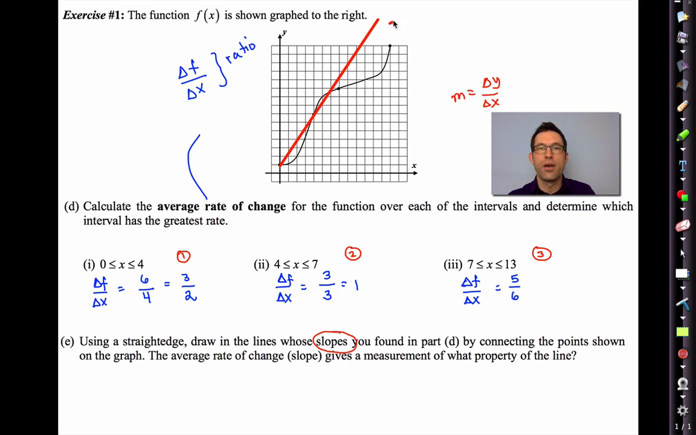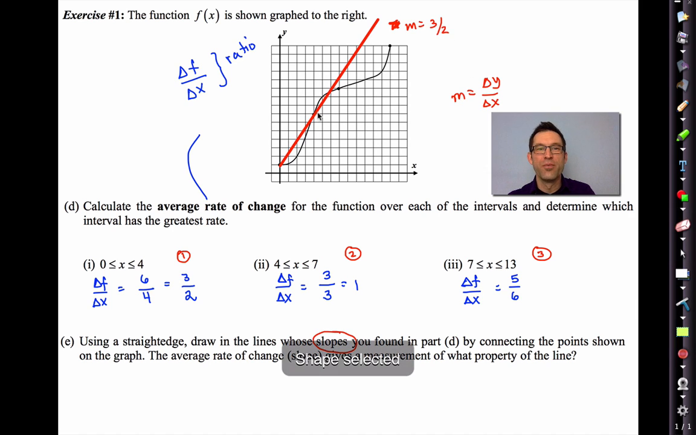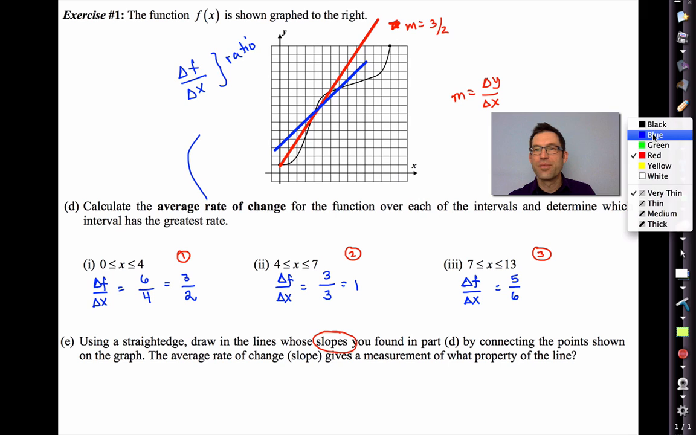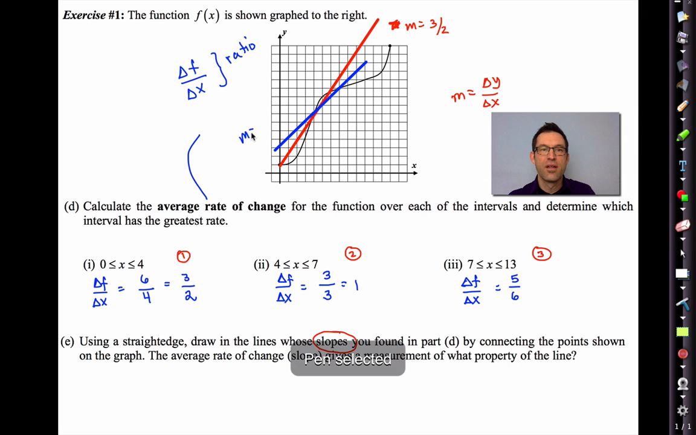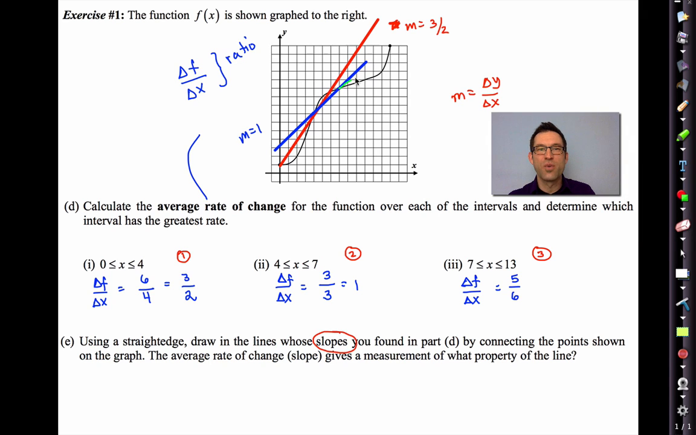Okay, that's the one, whoops, I didn't want that. That's the one that has a slope of 3/2. Let me do the next line in a different color. Let's go with blue. The next line is that one. Let me extend it a little bit this way. And that one is the one that has a slope of 1. One more. Let's go in green. The last line is the one that goes from this.